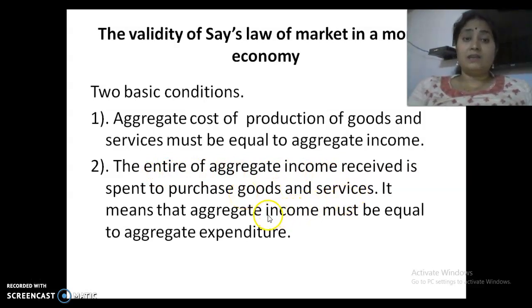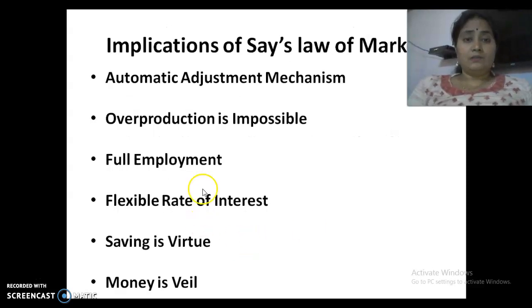It means aggregate income of the factors of production must be equal to the aggregate expenditure on goods and services. When these two conditions are fulfilled, then we can say that the Say's law is valid in the money economy. Now, the implications of the Say's law of market. These are some of the implications or conclusions which are derived from the Say's law of market.